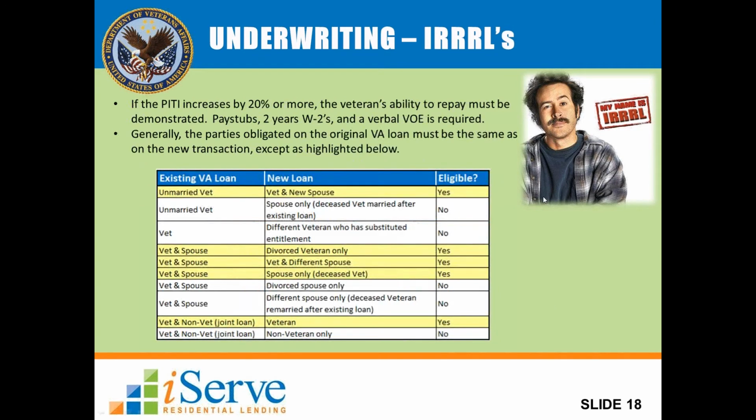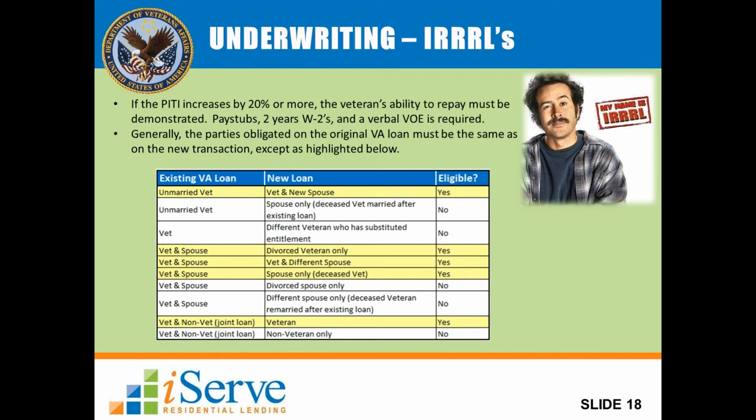All right, we talked about the possibility of reducing the term, let's say from a 30 to a 15-year, where the PITI may actually increase a little bit. If it increases by more than 20%, then we need to credit qualify the borrower and show that they have the ability to repay. So in that case, we're going to have to get income documentation: pay stubs, W-2s, verbal VOE.